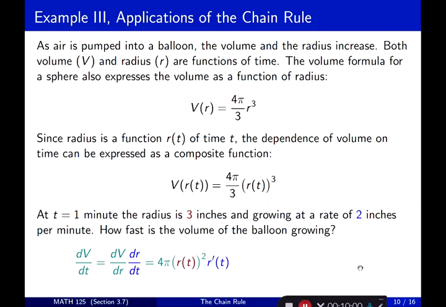So after simplifying 4π/3 times 3, you end up with 4π r(t) squared r'(t). And now it's time to replace the variables. r(t) is 3 inches and r'(t), or dr/dt, is 2 inches. And so you replace it and you get 72π cubic inches per minute, and that's how fast the volume of the balloon is growing.